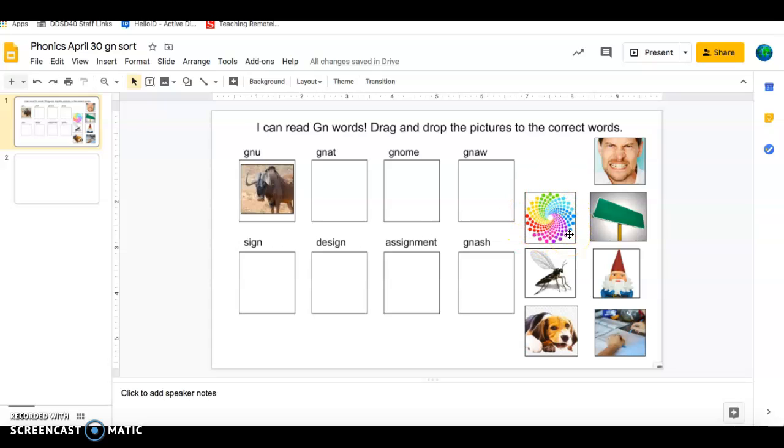So let's go over those pictures again. Gnu, gnash, sign, gnome, assignment, gnaw, gnat, and design. When you're done dragging and dropping the pictures to the correct words, please press the X and then press the blue turn-in button.